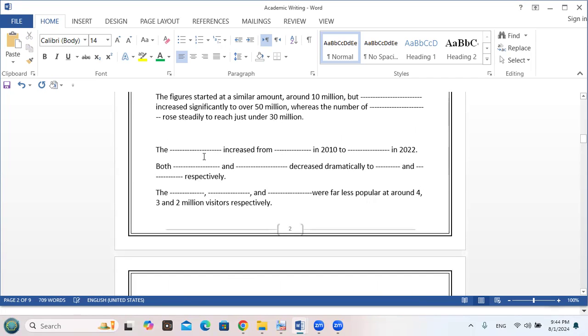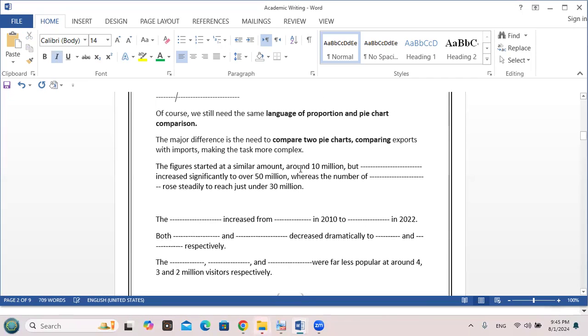I didn't include a lot of details so that you can memorize them. Consider them as bones, a skeleton. We can write, for example, that both Coca-Cola products and McDonald's decreased dramatically to 10% and 20% respectively. You can write this one, it's okay. As I told you, I added the sentences that you might need. You can use such sentences in your academic writing and memorize them.